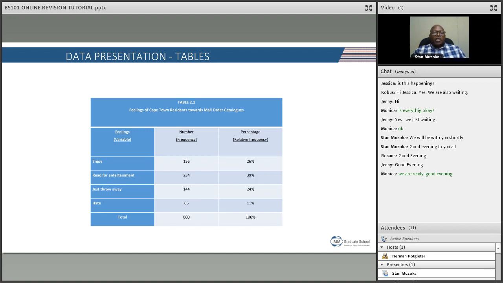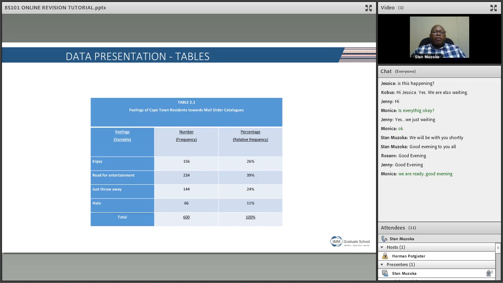The data has been presented, and this follows collation. The data now makes a bit of sense because you can see that most people read for entertainment, and least people hate the process. So yes, it is still a good way of doing it because information is going to be disseminated.